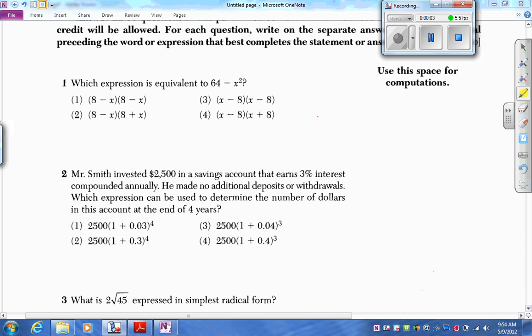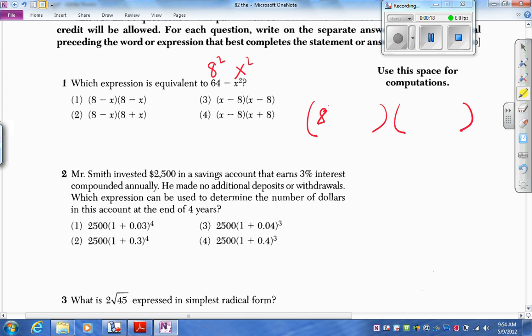Hopefully you noticed that this was the difference of perfect squares, this being 8 squared, and this being x squared, and it's got a difference. So we are going to factor it. Because the 64 comes first, that means the 8s have to come first, which means it can't be this one or this one. Don't get stuck into thinking it always is this one. I bet a lot of you picked that one, but the 8s came first.